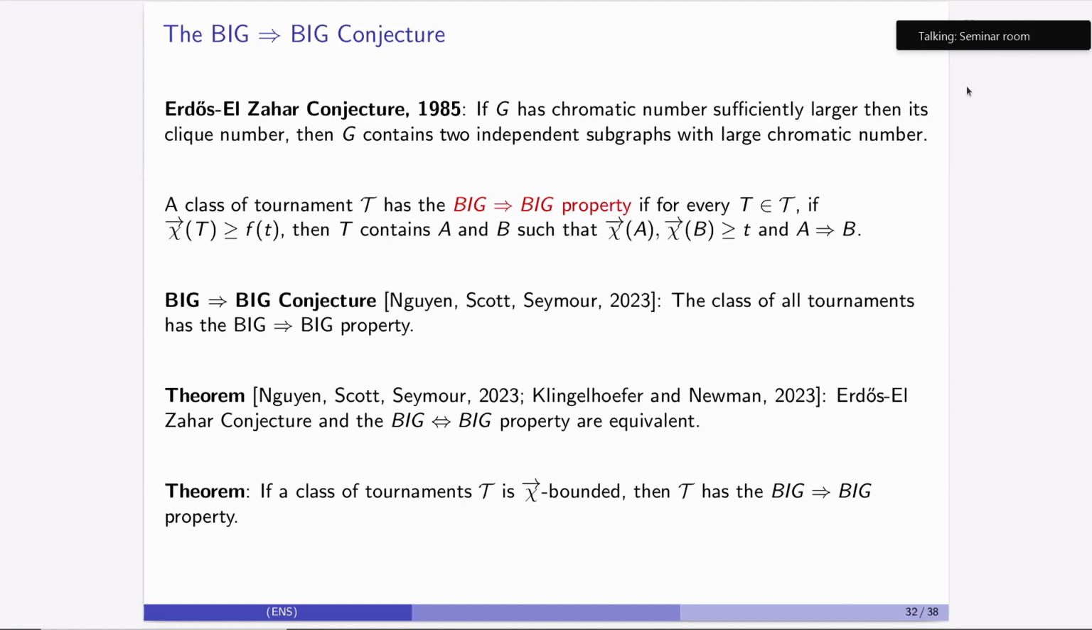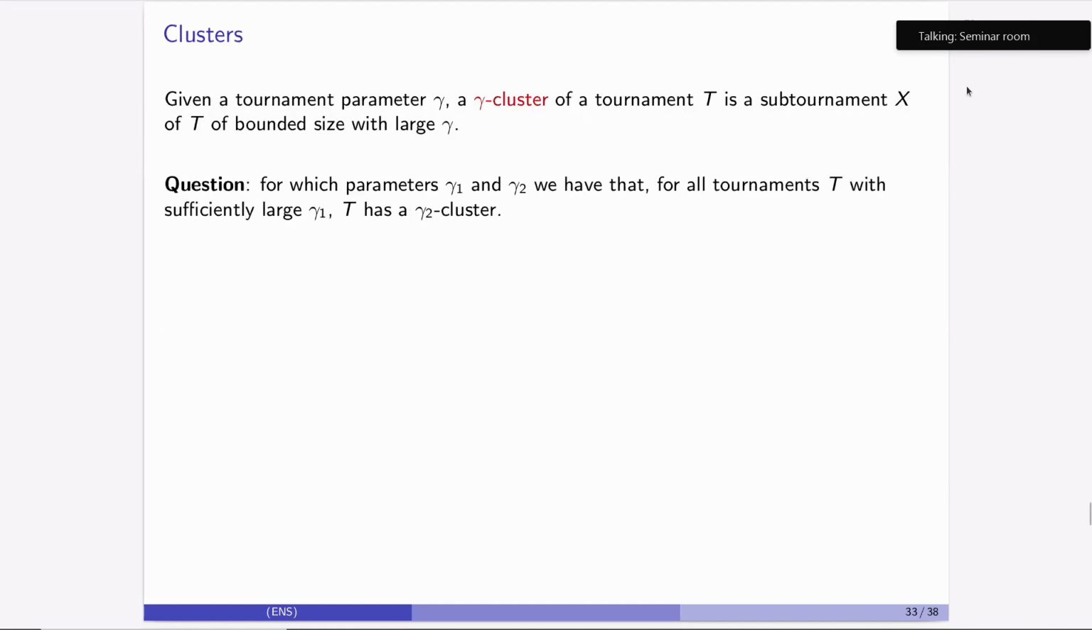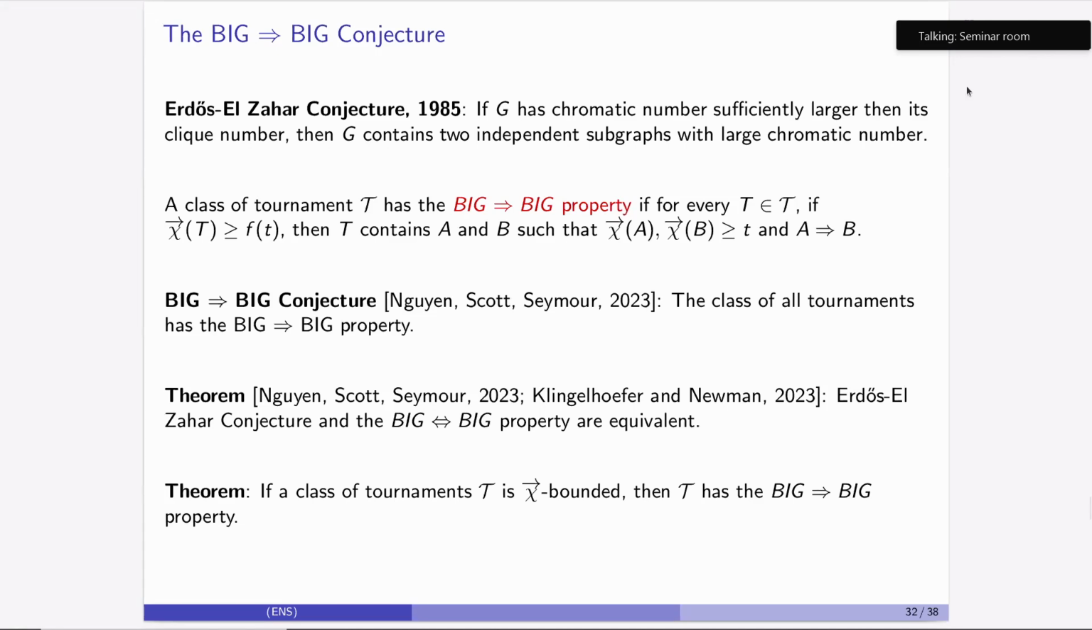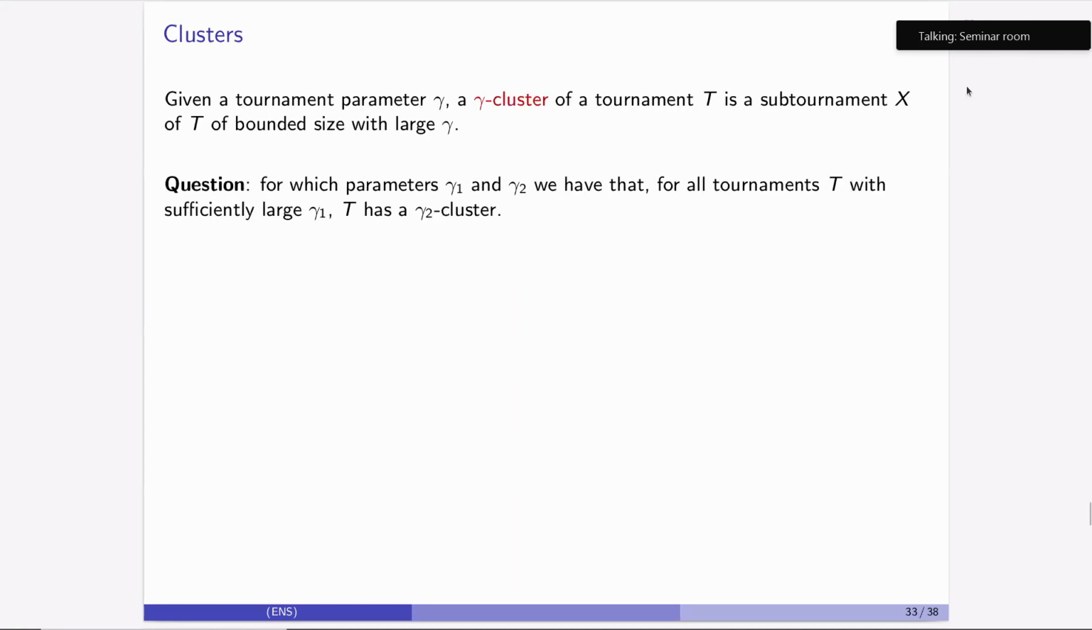The proof used this notion of cluster. I don't want to go into the detail because I don't remember. Okay, so let me speak about cluster. That is a notion that has been studied for a few years in tournaments, and it makes a relation between two digraph parameters, tournament parameters. So given a tournament parameter gamma, a gamma cluster of a tournament T is a subtournament X of bounded size with large gamma.